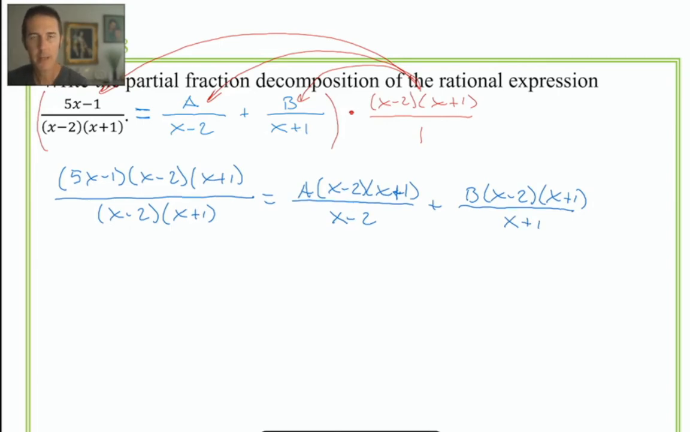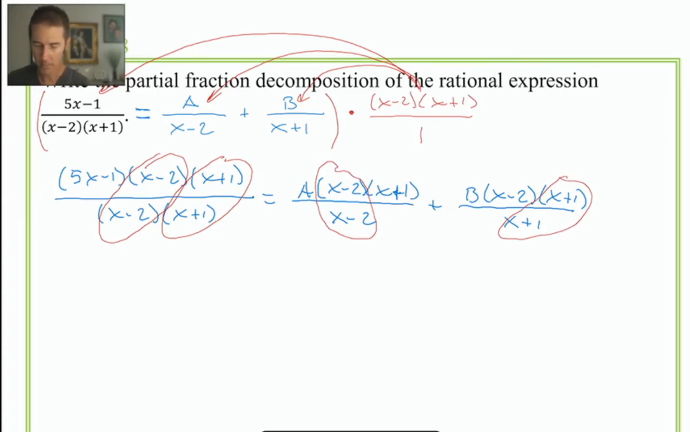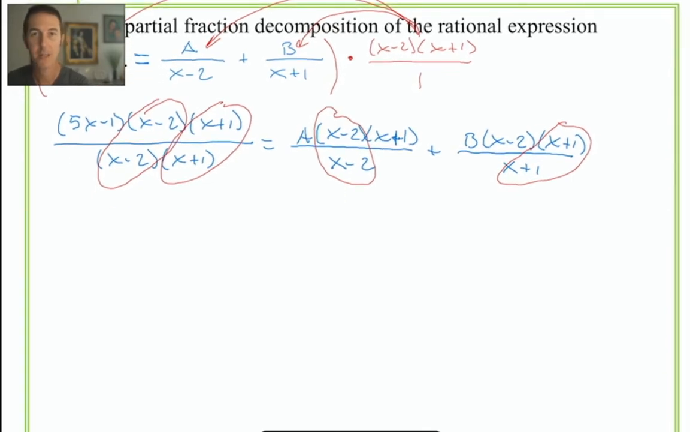Why did I multiply in all of that stuff? So that this can happen. The x minus 2's are canceling, the x plus 1's are canceling, these x minus 2's are canceling, these x plus 1's are canceling, and I have no more denominators, which means I've got no more fractions. I love that, because I don't really love fractions. You need to know how to work with them, but you also need to know how to make them go away. We've just made them go away.